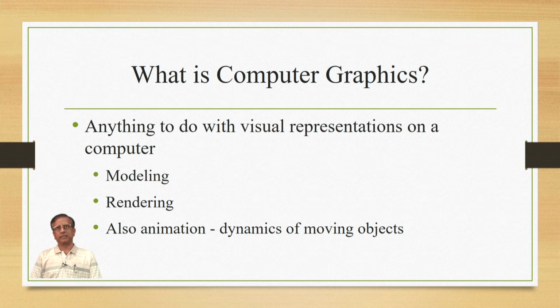Now, when we get to see something, there are several ways we see things and several things that go to make us see those things. These include modeling, rendering and also animation. Broadly, these three types, which are modeling, rendering and animation, or the dynamics of moving objects.